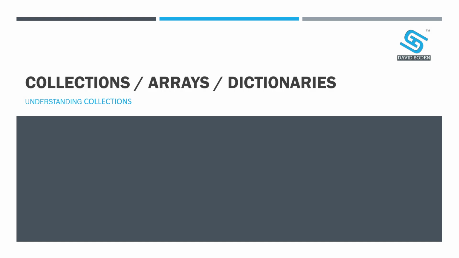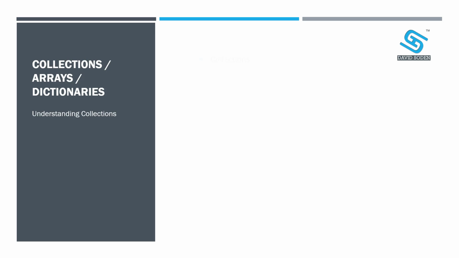Okay, in this video, we're going to talk about collections, arrays, and dictionaries. Based on what we just learned about persistent and non-persistent storage, this is going to come in handy here to talk about essentially collections, arrays, and dictionaries. If we look at them, these are all just forms of non-persistent storage.